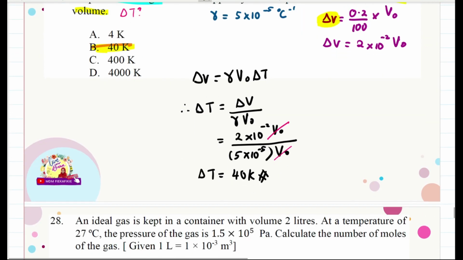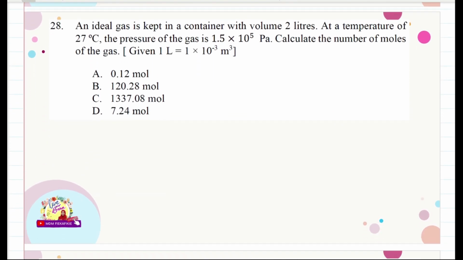Okay? Alright. So question 28. So here we have an ideal gas is kept in a container with a volume of 2 liters. Okay, volume ni pastikan you tukar kepada meter cube. Okay, jangan lupa. Paling penting sekali. So, at a temperature of 27 degrees Celsius, so when T is equal to 27 degrees Celsius, saya tukarkan terus kepada Kelvin.